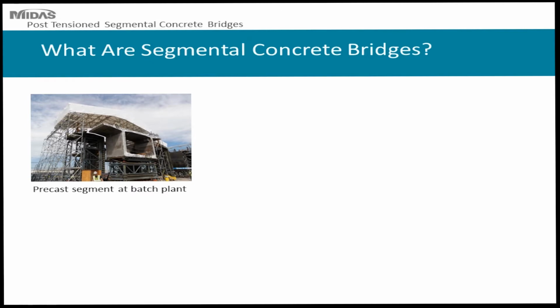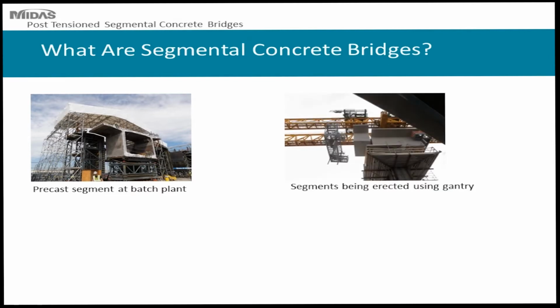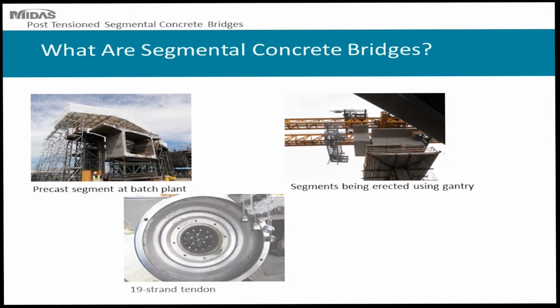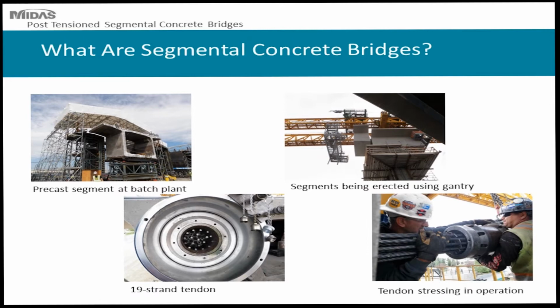This slide is showing a precast segment and a batch plant. This picture is showing the precast segment that is going to be used for balanced cantilever construction. The second picture is showing the precast segment that is being erected using the overhead gantry. This picture is showing a 19-strand tendon that is going to be stressed. And the last picture is showing the tendon stressing in operation, where the working group is aligning the jack and making sure that it is in line with the strands.